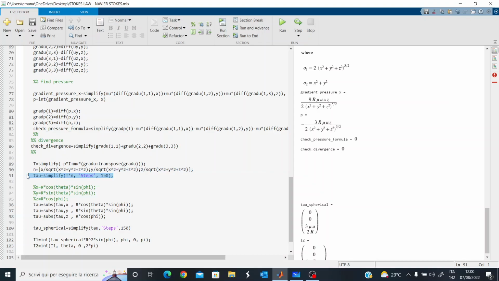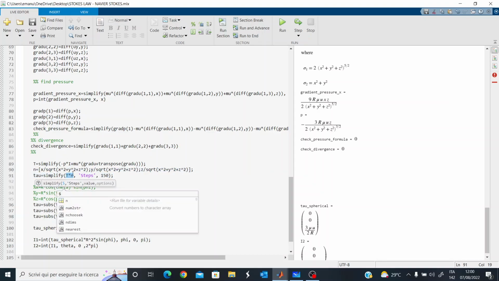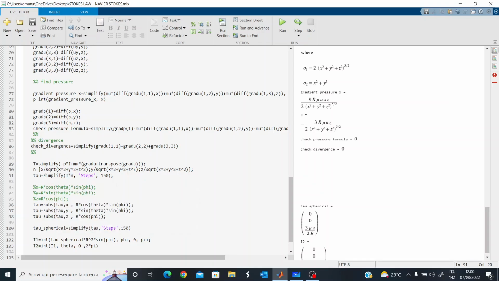And then I have defined tau, which is the stress vector, and I multiply the stress tensor by n, and in this case I simplify the expression with this number of steps. This means that I let Matlab do 150 steps to simplify the expression, just for the sake of convenience. Sometimes, since the expressions are complicated, Matlab might not be able to simplify the expression with just one step. So I have increased the number of steps, but just for the sake of convenience.